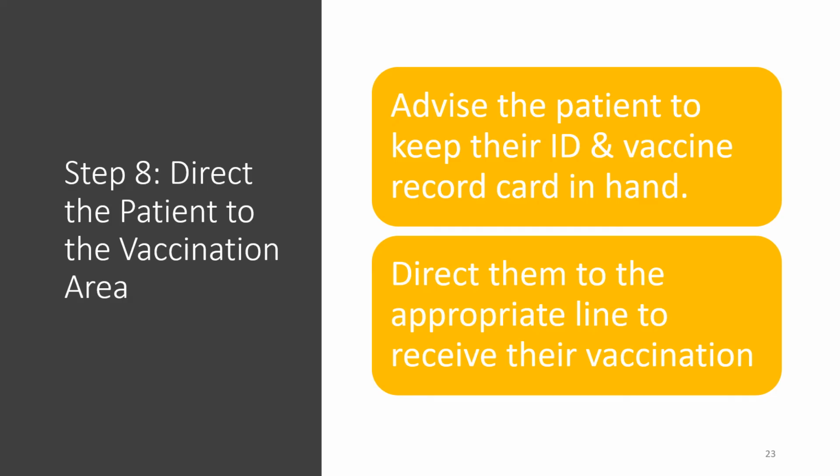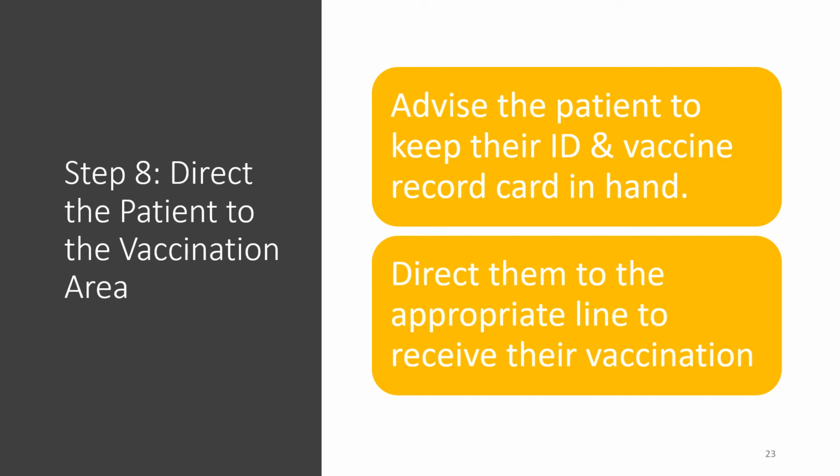Step 8. Direct the patient to the vaccination area. Once the patient is all checked in, hand them their ID and their vaccine record. Advise them to keep these documents out as they will have to give them to their scribe and vaccinator. Point the patient towards the appropriate line to await vaccination. This concludes the process of checking in a patient with an appointment.